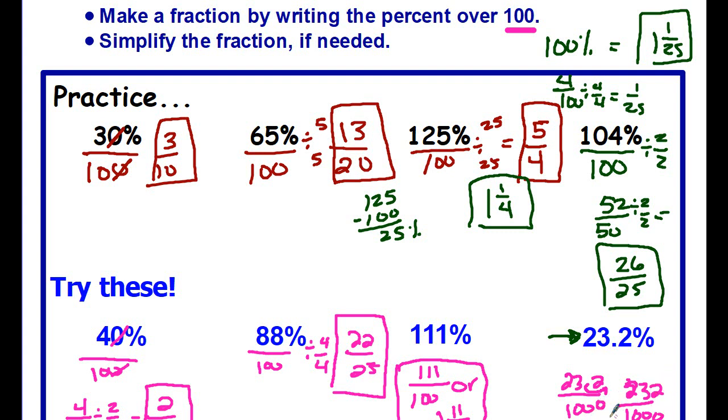I'm going to divide by 2, and it's going to give me 116 over 500. I'm going to divide by 2 again. So I divided by 2 over here. I'm running out of room. And it's going to give me 58 over 250. Divide by 2 again. It's going to give me 29 over 125. So there is the simplified answer. All right. Nice job, guys.